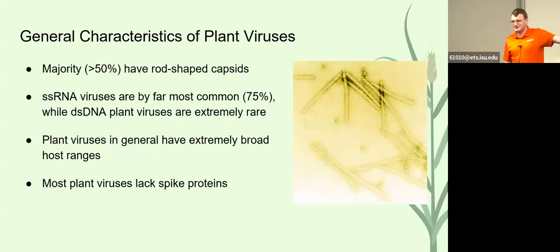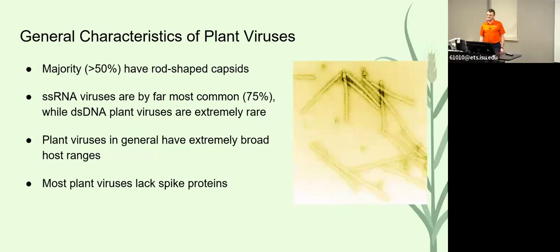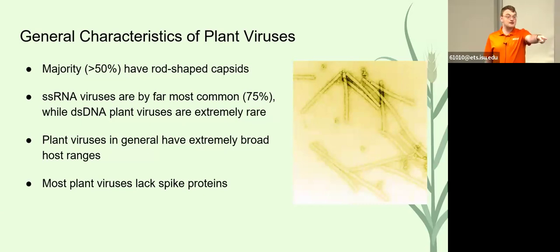Now, let's think about this. The whole purpose of a spike protein is to get you inside the cell. What's different about a plant cell versus an animal cell, particularly the outside of a plant cell? What makes a plant cell different externally? Sorry? Cell wall. They have a thick cellulose cell wall.